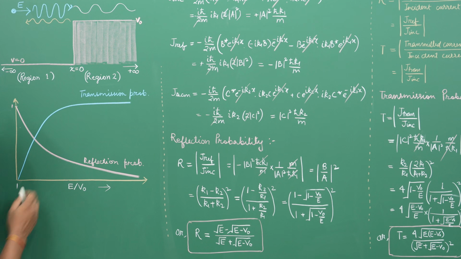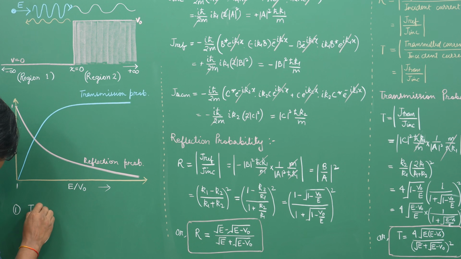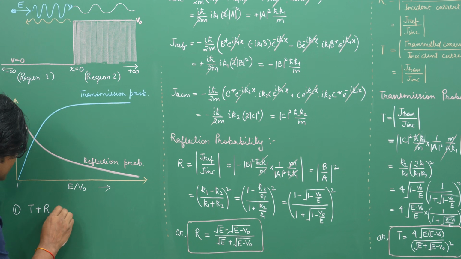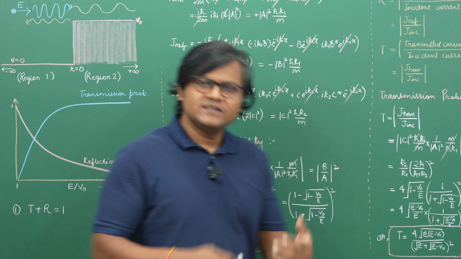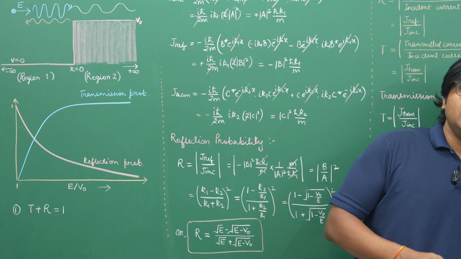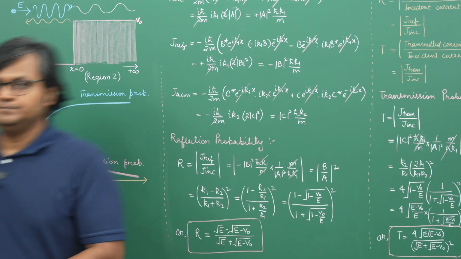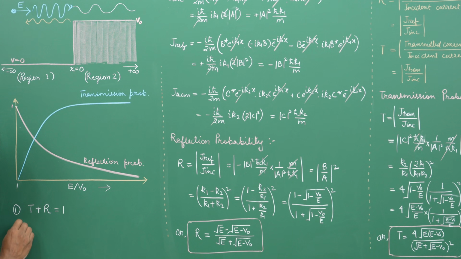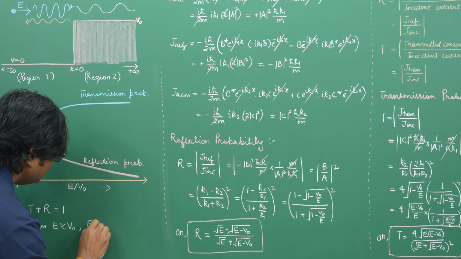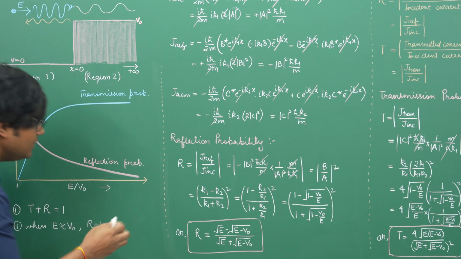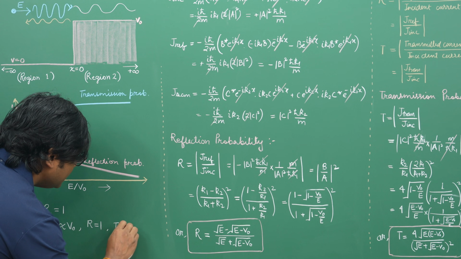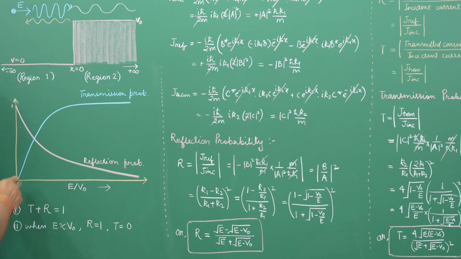So we can note a couple of things here. Point number 1, the sum of the reflection and the transmission coefficient would always be equal to 1, because at the end of the day, it's a matter of probability. It either moves forward or it is reflected back. Probabilities always add up to 1. Second point to note is when the energy of the particle is approximately equal to V naught, then reflection probability is equal to 1, the particle will most likely be reflected back, and transmission probability is approximately equal to 0, as you can see from this graph here.